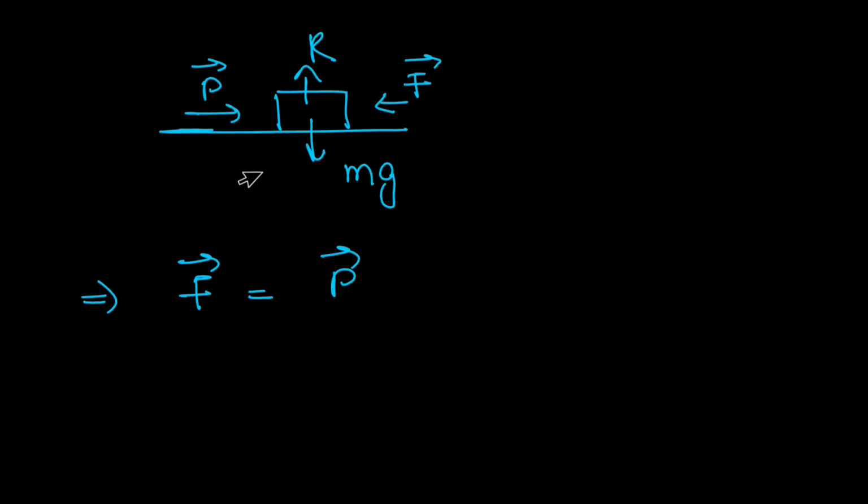So if the applied force is small and the body is not moving, then the force of friction is always equal to the applied force, and this force of friction when the body is not moving is called static friction, and it is equal to the applied force.